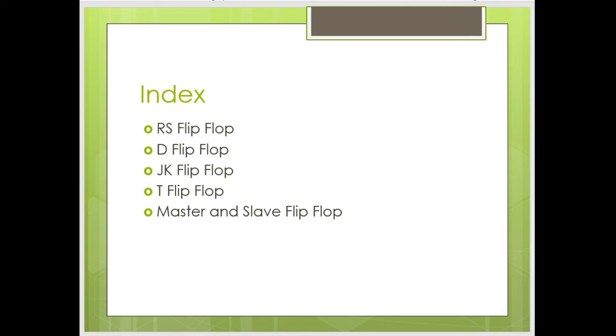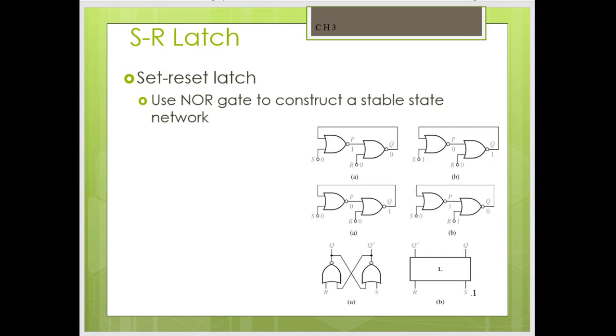RS flip-flop. As the figure shows, the RS flip-flop using the NOR gate. The two NOR gates are connected in a cross-coupled manner such that the output of one gate is fed as an input to the other. R and S are both inputs of the flip-flop.